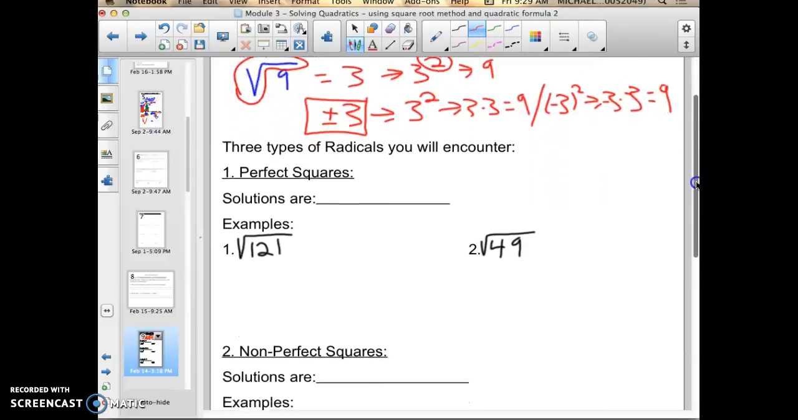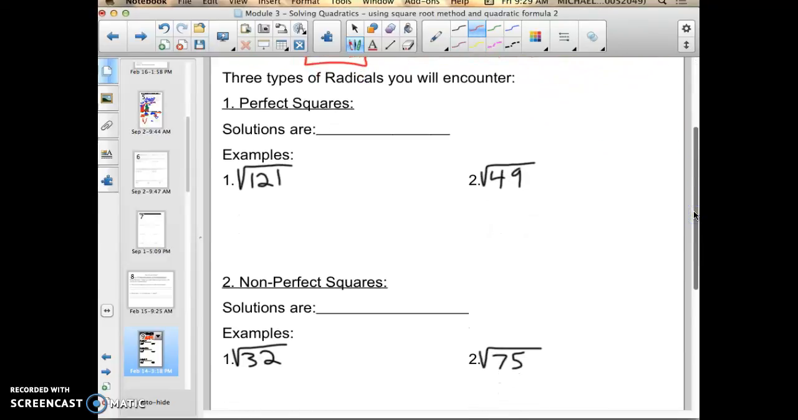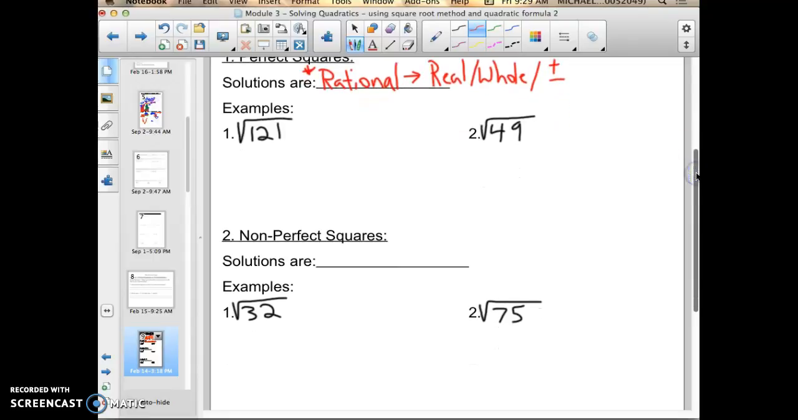So there's 3 types of radicals you will encounter as you start solving with the square root method and the quadratic formula. The first are perfect squares. With perfect squares, and this is what this video is going to be about, the solutions are what's called rational, meaning they are real numbers, they're whole numbers, and they can be positive and negative. So let's take a look. But please make note of this, because this will show up later as we talk about the discriminant of the quadratic formula. So the example, the square root of 121.